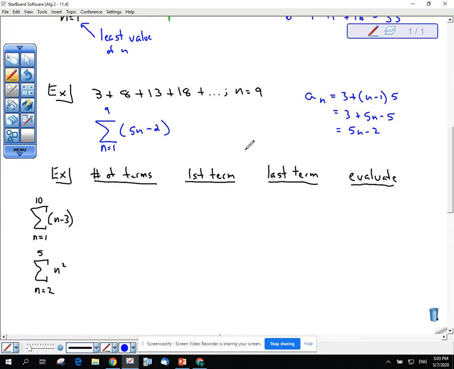similar questions here. The number of terms, we'll take this one across, then we'll do the last one, which is a little bit trickier. The number of terms from 1 to 10 would be 10 terms: 1, 2, 3, 4, 5, 6, 7, 8, 9, 10. The first term would be what you get when you plug in 1. 1 minus 3 is negative 2. The last term would be what you get when you plug in 10. 10 minus 3 is 7. And evaluate would be 10 over 2 times negative 2 plus 7. 10 over 2 is 5. This is also 5. That comes out to 25.